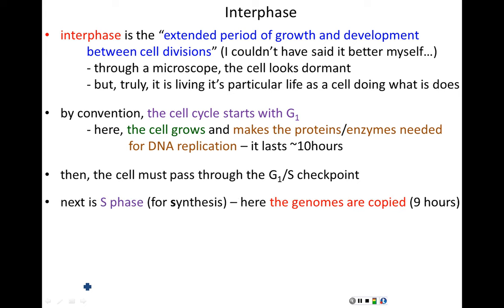Should we copy our genome? If the checkpoint is passed, we enter S phase. Again, S for synthesis, and here the genomes are copied. In the human cell, this takes about 9 hours. 9 hours to copy 46 chromosomes. Insane. So we're up to 19 hours now. We haven't even begun dividing.